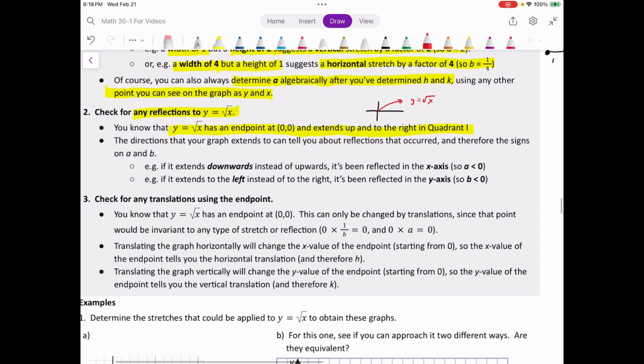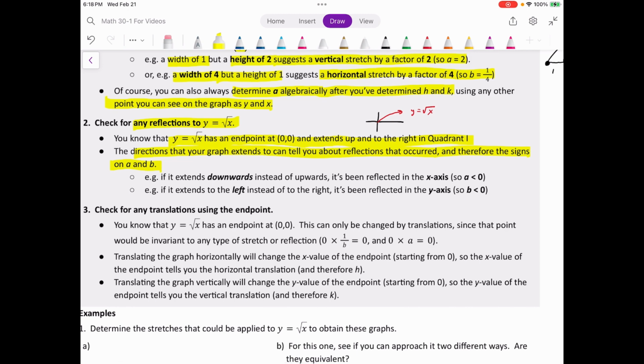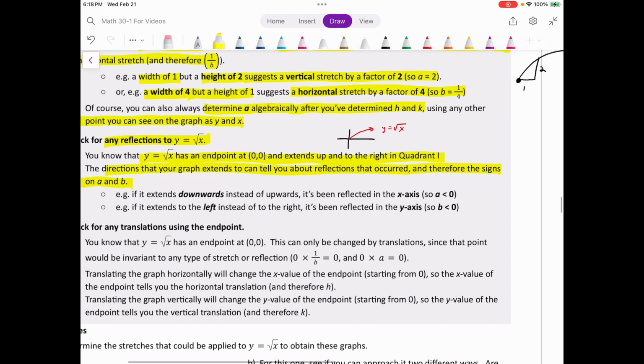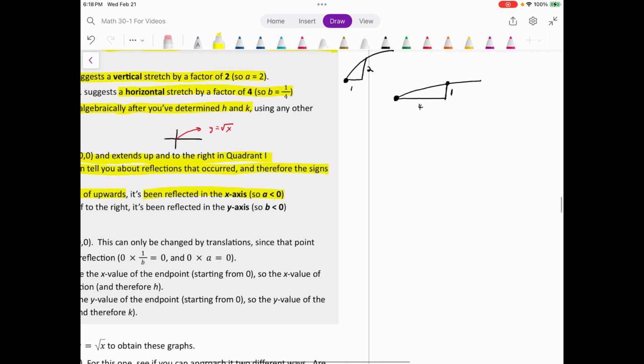So the direction that your graph extends to can tell you about reflections that occurred and therefore the signs on A and B. So you can get the size of A and B from looking at the stretch, comparing the widths and the heights, so to speak. But we can get the sign on A and B by seeing if a reflection has occurred. So for example, if it extends downwards instead of upwards, it's been reflected in the x-axis. So A would be negative, right?